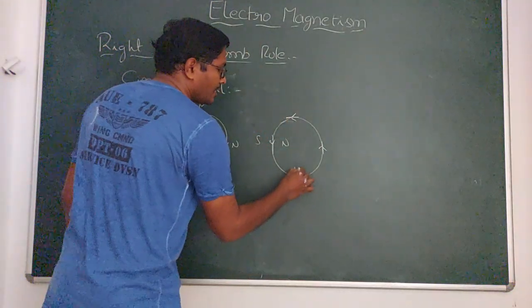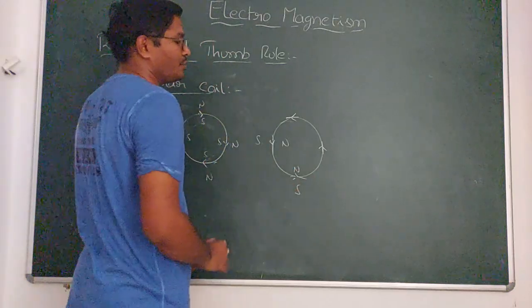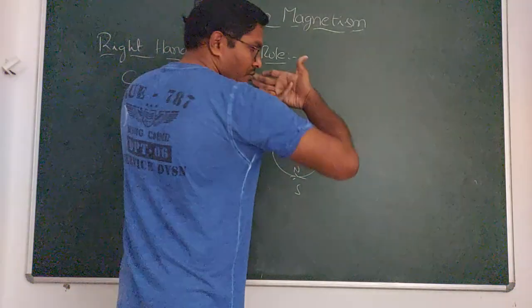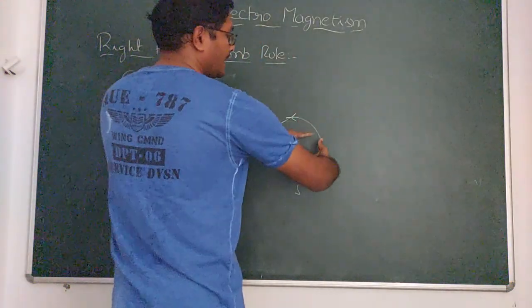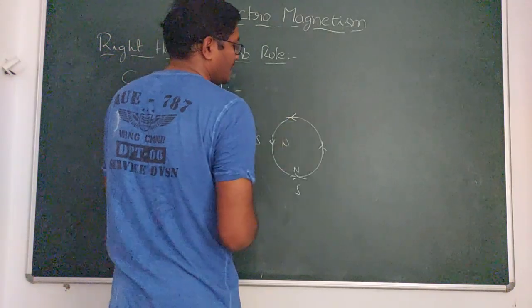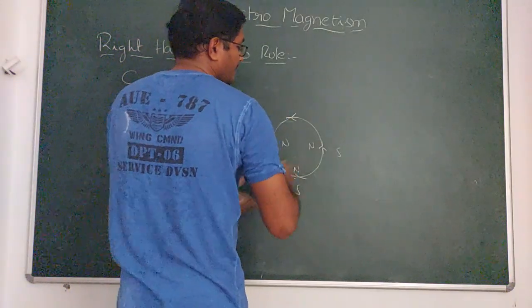So within the coil, this is the north pole, this one is the south pole, and here also your palm is towards the face of your coil and current is in the upward direction. So that means where it is coming outwards, this is said to be north pole, and here it is entering.